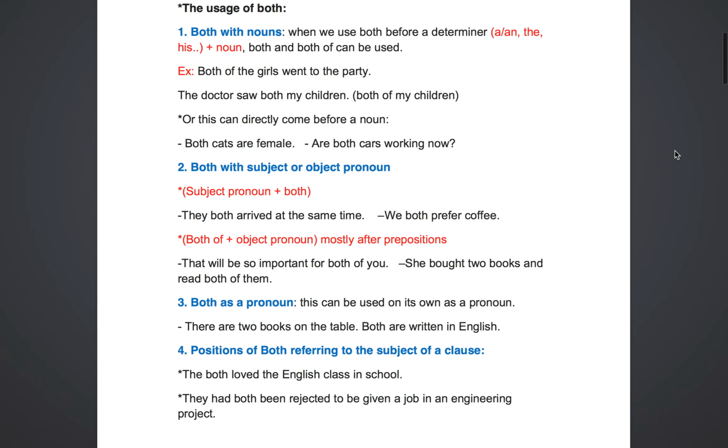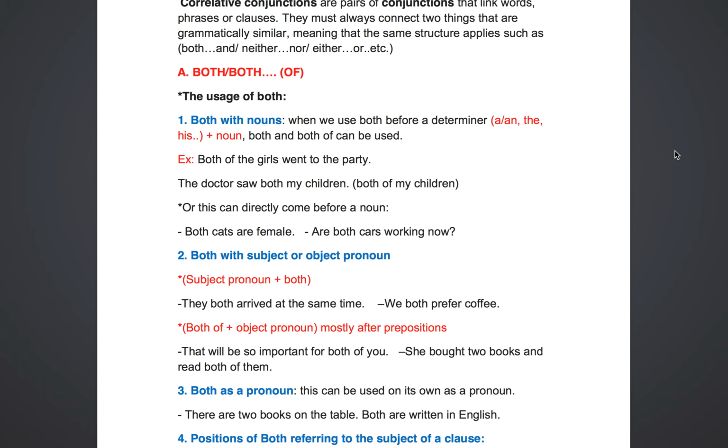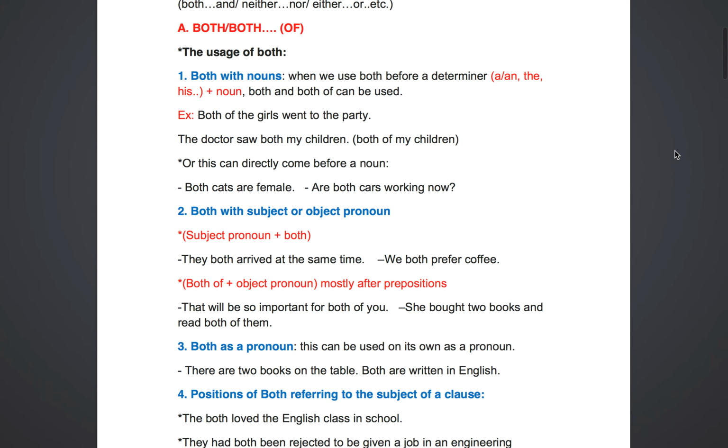And we have some different usage. The first one, both with nouns. When we use both before a determiner, a, an, the, his, or any determiner that we have, plus a noun, both and both of can be used. In some cases, you cannot use both or both of in the same structure, so they have different structures. For example, we have: Both of the girls went to the party. Here it is used as the subject of the sentence.